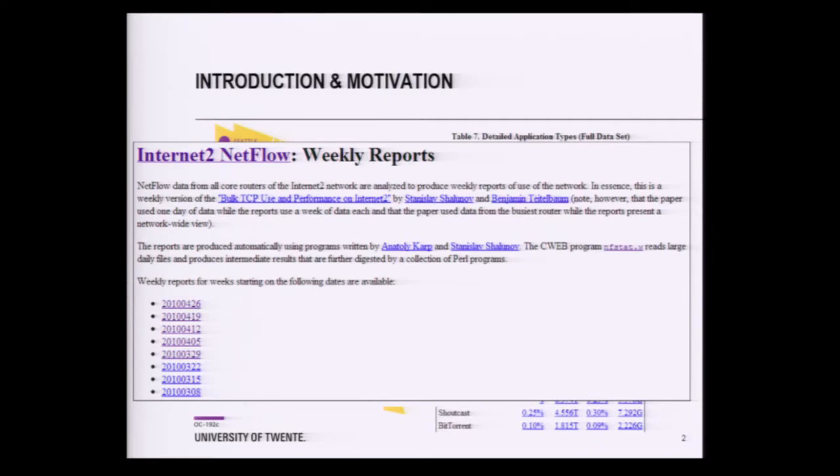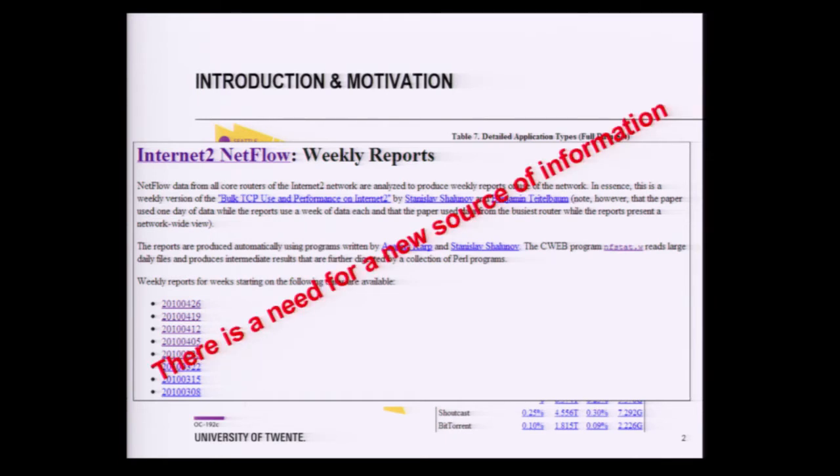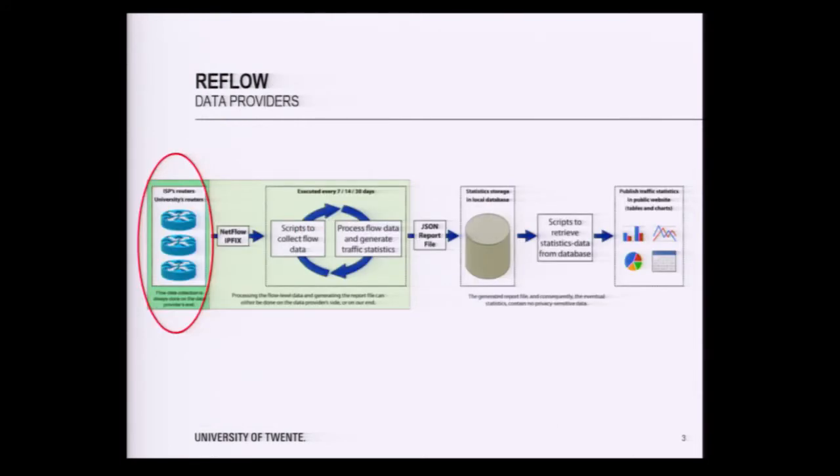It was very interesting. Lots of papers made references to it, big papers. But they stopped their project in 2010. The website is actually not available anymore now. So we figured a new source of this kind of information was necessary. So we started ReFlow, the system that will once again do this. But instead of doing this over one network, we wanted to make it over multiple networks. So we can say something about internet in general, maybe even worldwide if we can get enough sources in there.